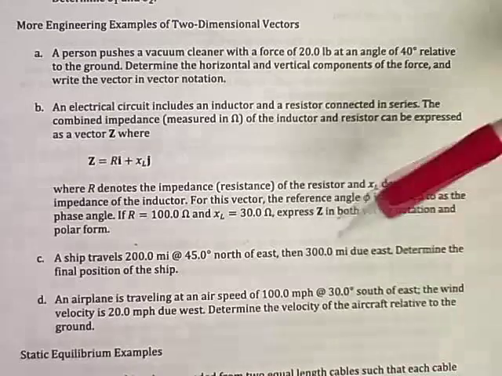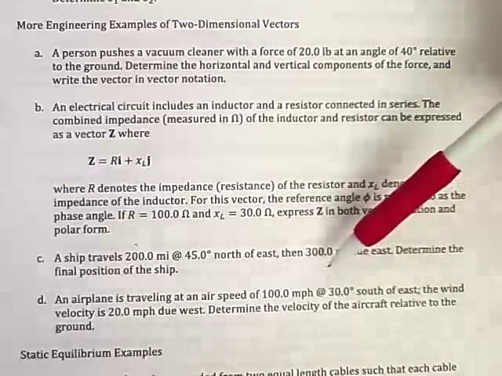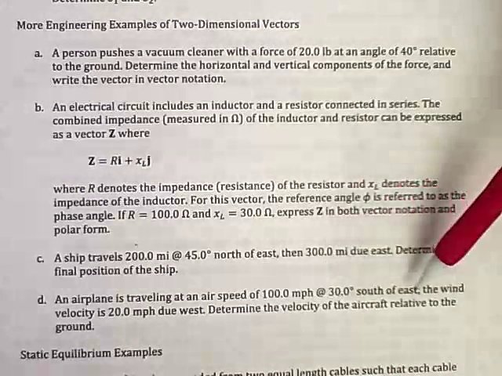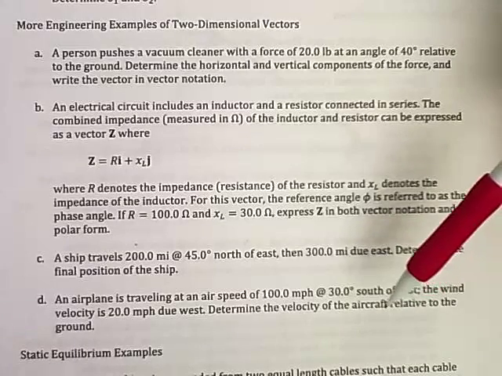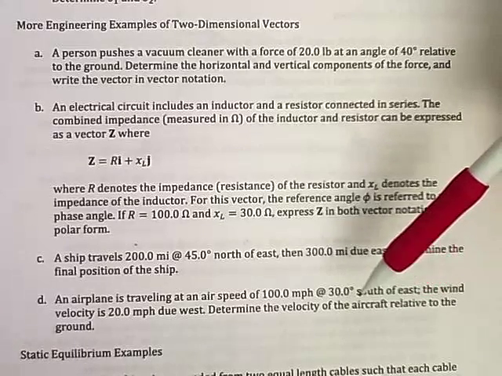Okay, example D of the two-dimensional vectors. We have an airplane traveling at an airspeed of 100 miles per hour at 30 degrees south of east, and the wind velocity is 200 miles per hour due west. And we want to determine the velocity of the aircraft relative to the ground.